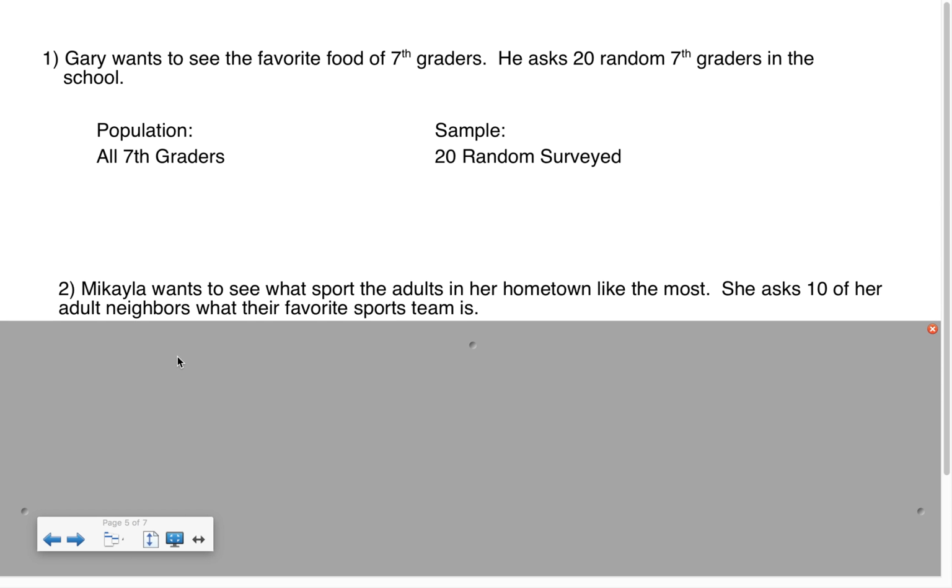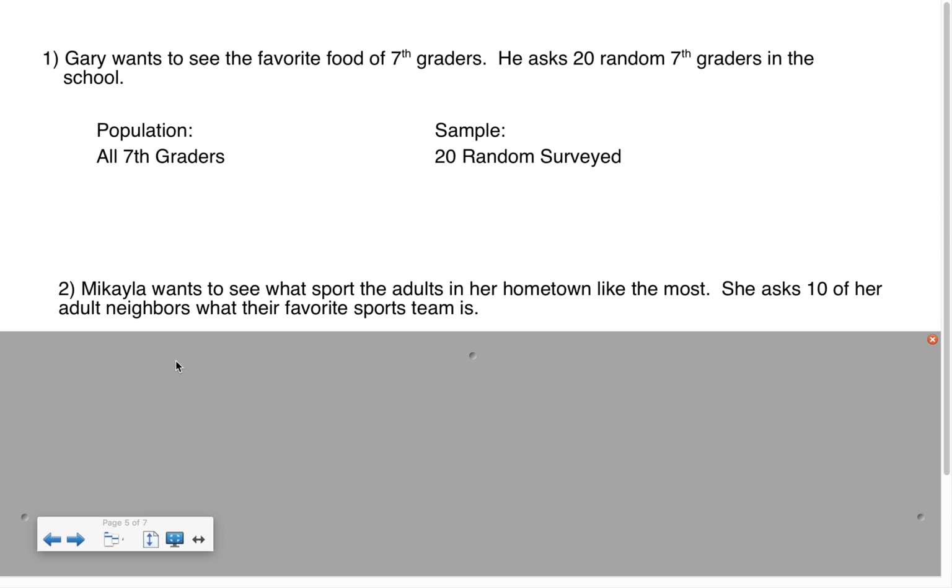For number 2, Michaela wants to see what sports the adults in her hometown like the most. She asked 10 of her adult neighbors what their favorite sports team is. Now the population here, she wants to look at all the adults in her hometown, right? Not all the adults in the whole entire country or the whole entire world, just her hometown. So that's going to be our population.